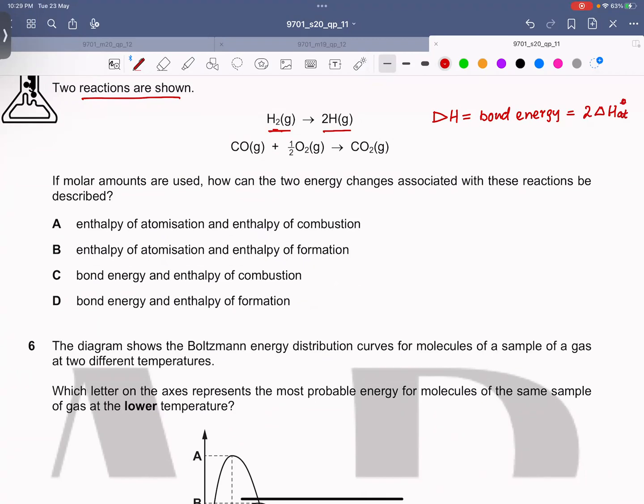Okay. If you look at the second equation, where 1 mole of carbon monoxide is reacting with oxygen to give you carbon dioxide, I can consider its enthalpy change as an enthalpy change of combustion of carbon monoxide, because carbon monoxide is burned in excess oxygen to give carbon dioxide. If molar amounts are used, how can the two energy changes associated with these reactions be described?